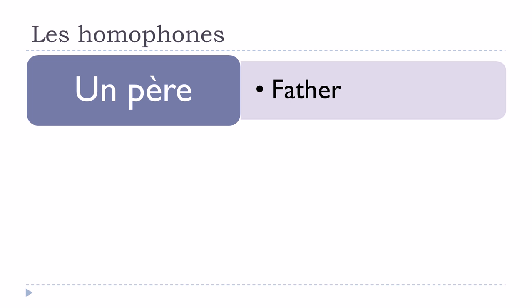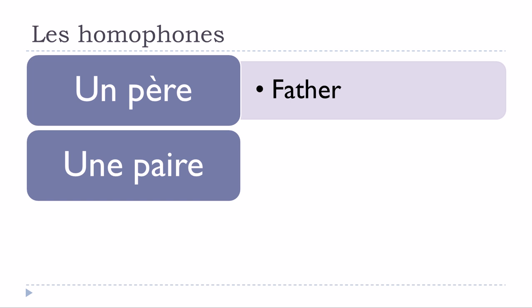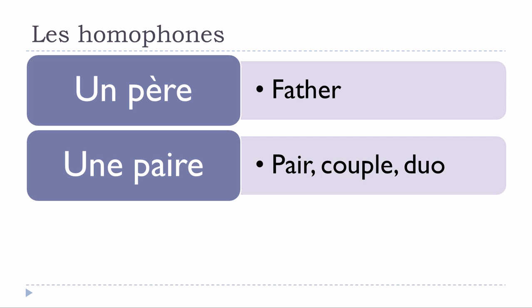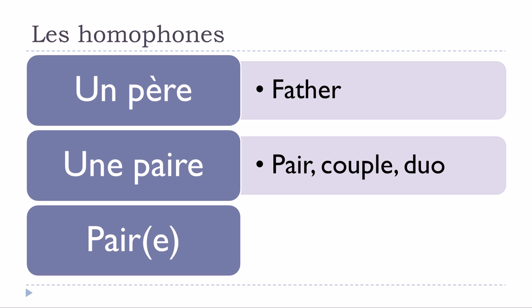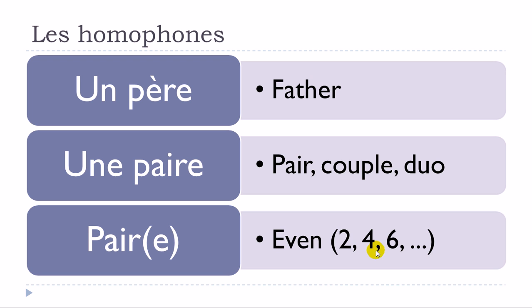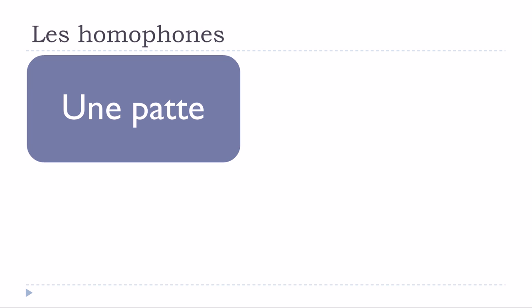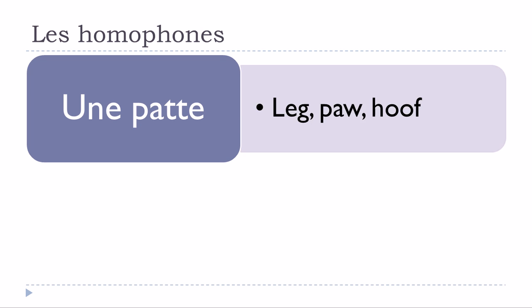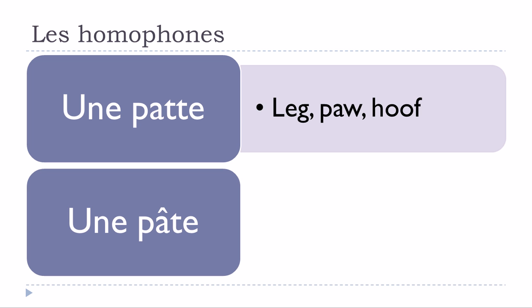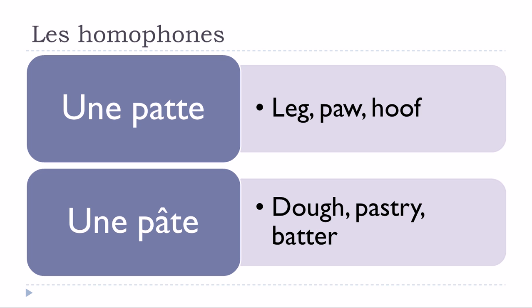Un père, une paire. Paire. Okay, so in that case, we're talking about the numbers, all right? So, paire. So here, un père, une paire, paire. Une patte. Okay, une patte, une patte.